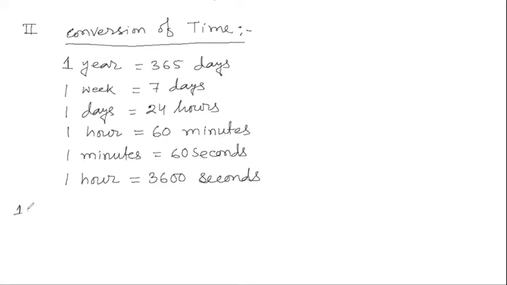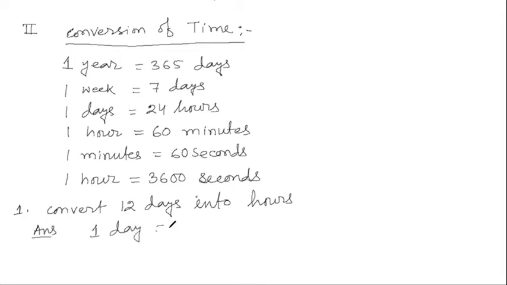Now, I am giving you a few examples. Suppose first example here, convert 12 days into hours. So how do you solve this one? Here you know that 1 day equals 24 hours. So for 12 days, it will be multiplied by 12. So that is 24 into 12 hours. If you multiply, you will get 288 hours.